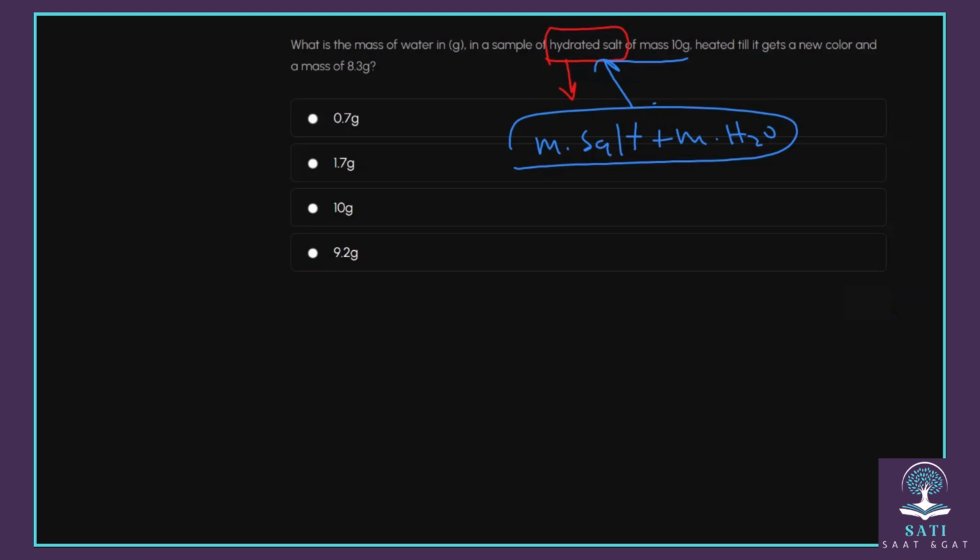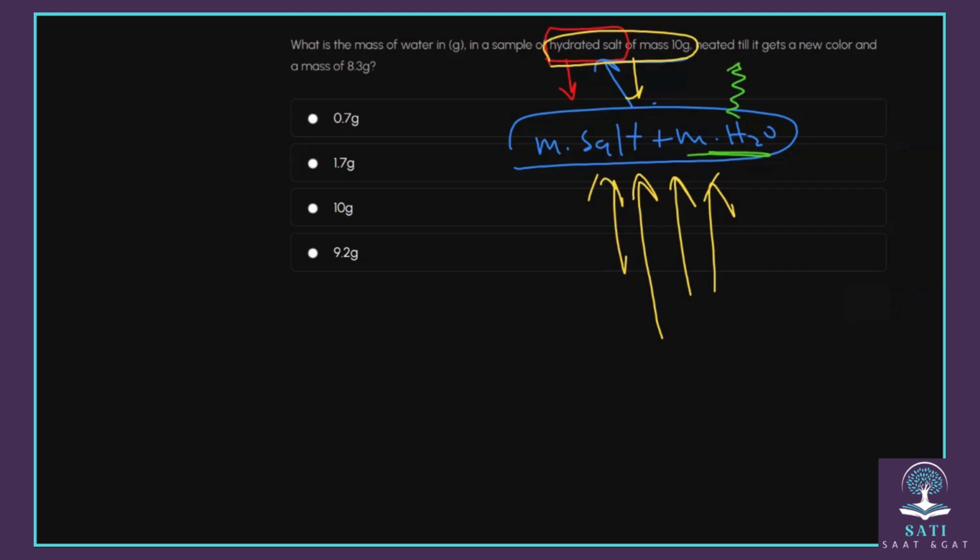Good. So when they ask me in this question, what is the mass of water in a sample of hydrated salt whose mass is 10, that means the mass 10 here represents the mass of the salt plus the mass of water. Okay, this hydrated salt, if we heat it, what will happen? What will happen is this water part will evaporate. So that means part of the mass of hydrated salt will be evaporated.